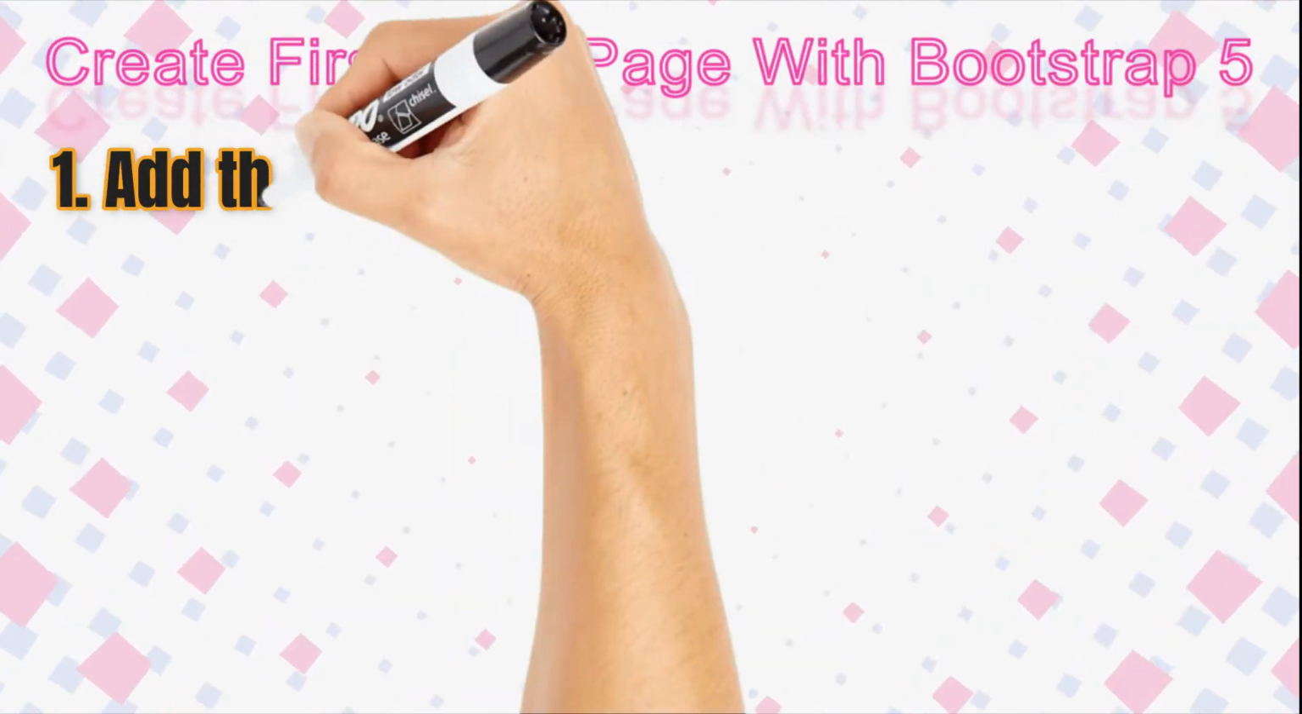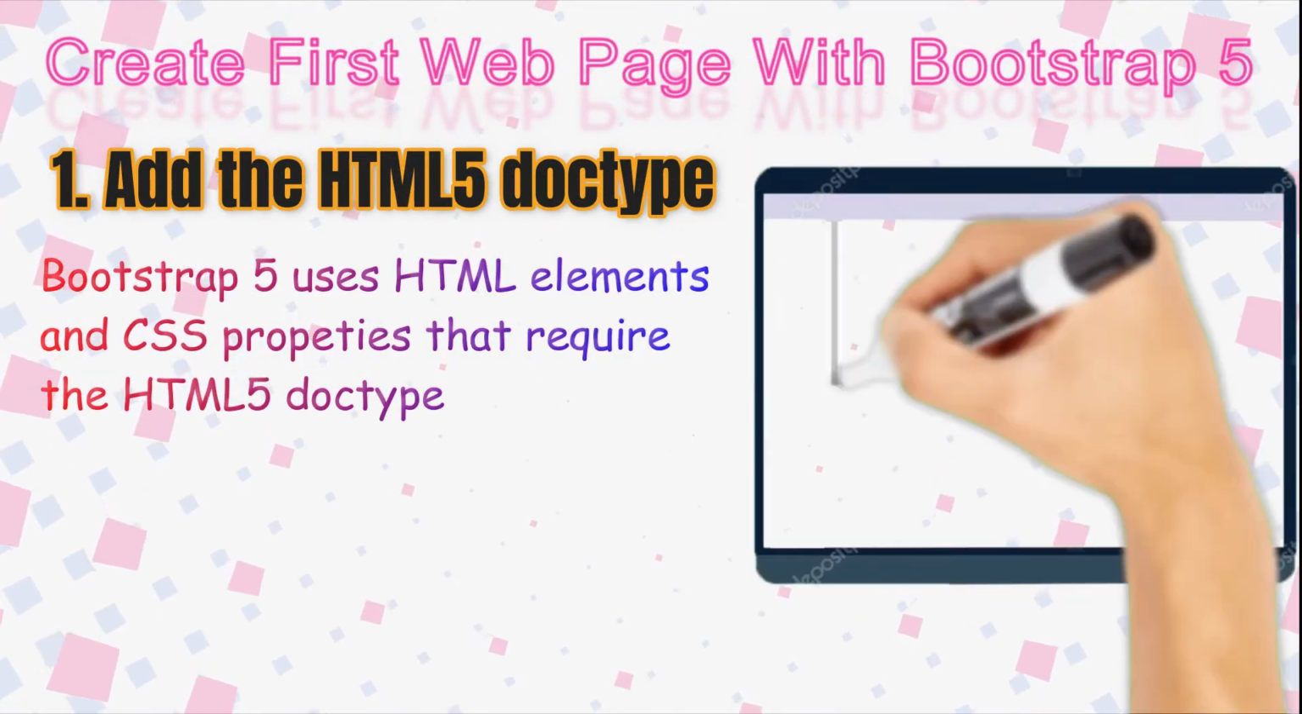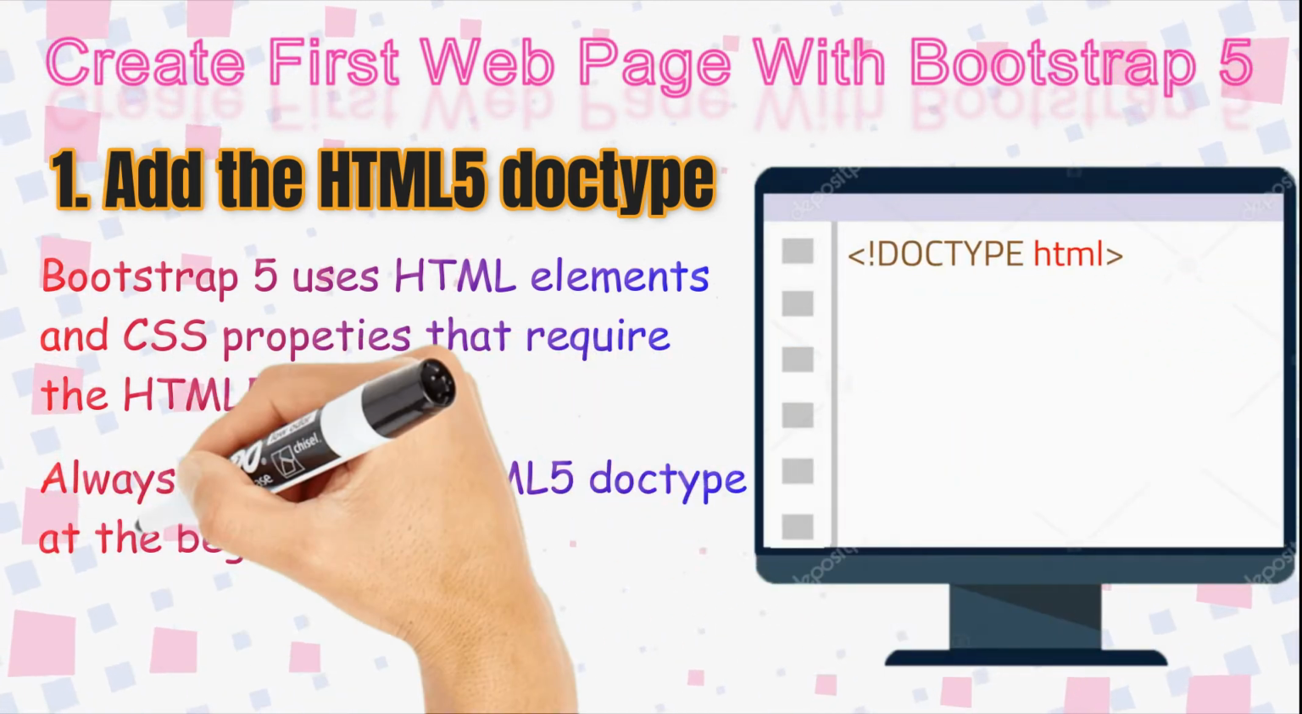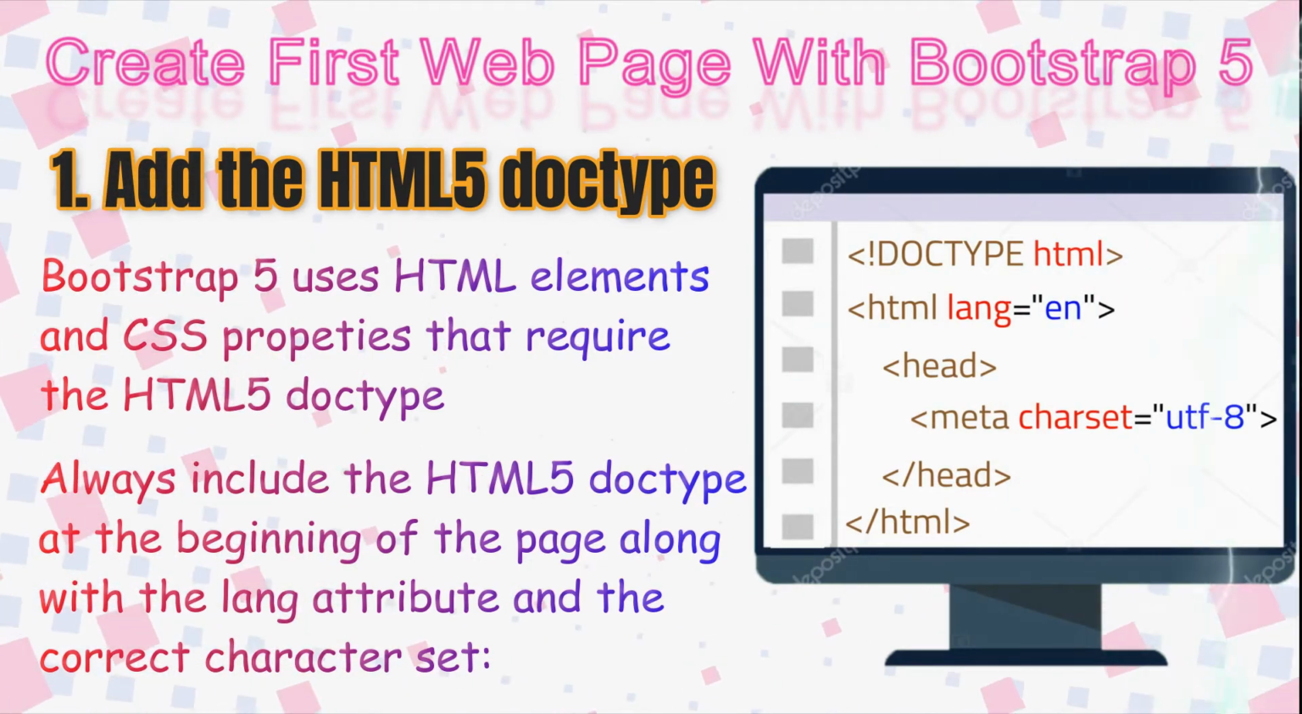Step 1. Add the HTML doctype. Bootstrap 5 uses HTML elements and CSS properties that require the HTML doctype. Always include the HTML doctype at the beginning of the page, along with the language attribute and the correct character set.